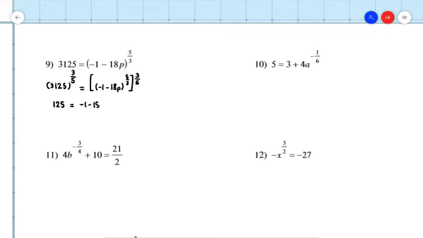So we have 125 is equal to negative 1 minus 18p. Now our variable is p, so we need to get everything away from p. So we'll add 1, we get 126 is equal to negative 18p. And then I'll just divide by negative 18. And we get that p equals negative 7.